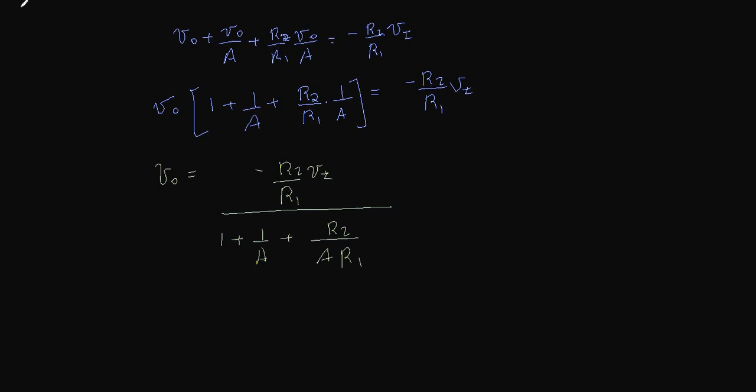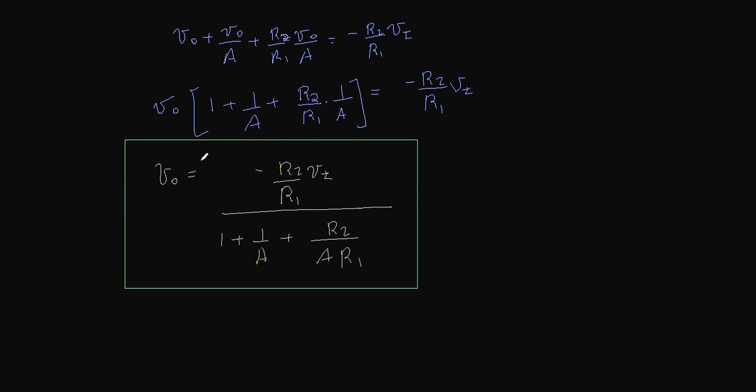So this is the final result that we get: the output voltage V naught is equal to minus R2 over R1 times the input voltage Vi divided by 1 plus 1 over A plus R2 divided by A R1. Now, this is the output voltage considering the fact that A is finite. I want to show you what happens as A goes to infinity.